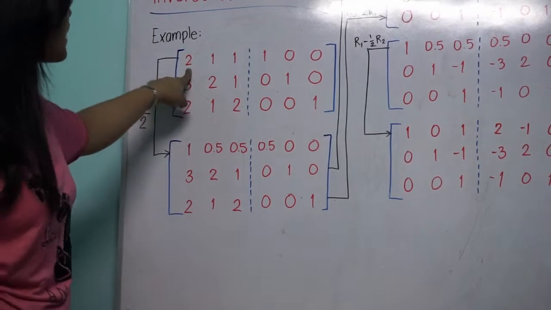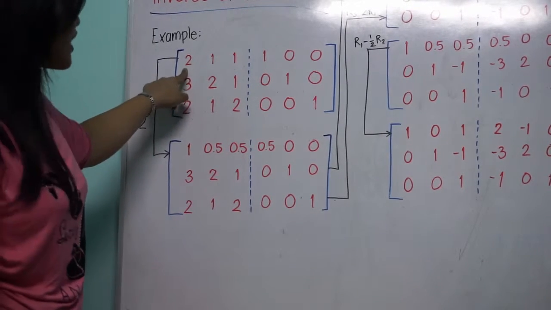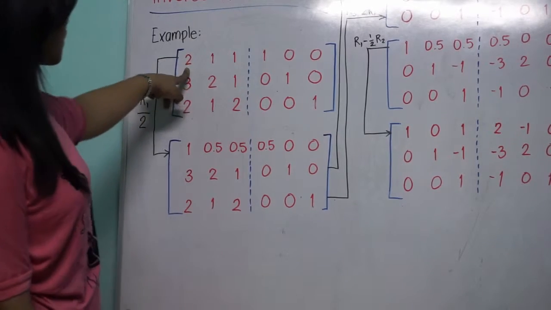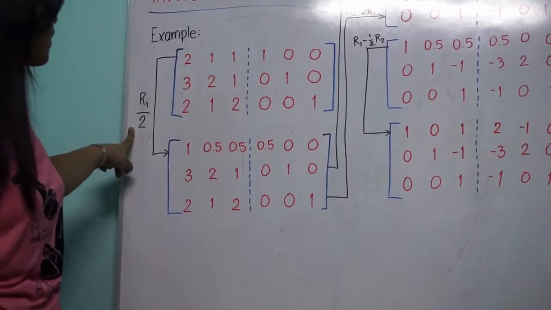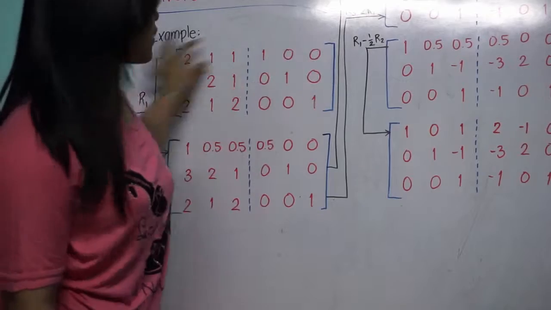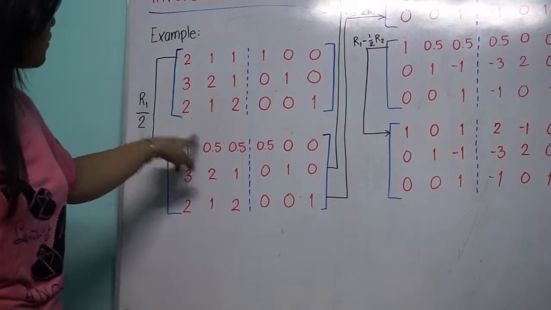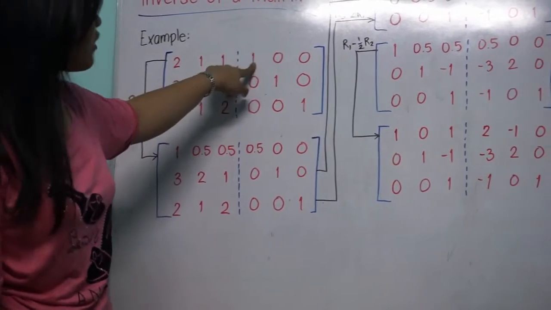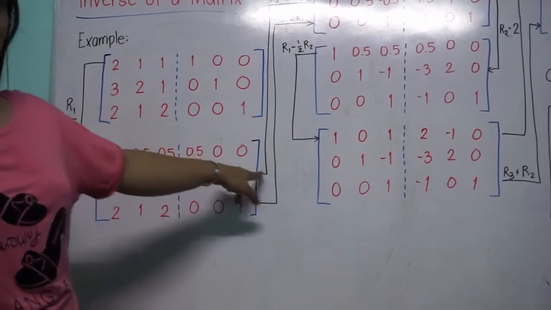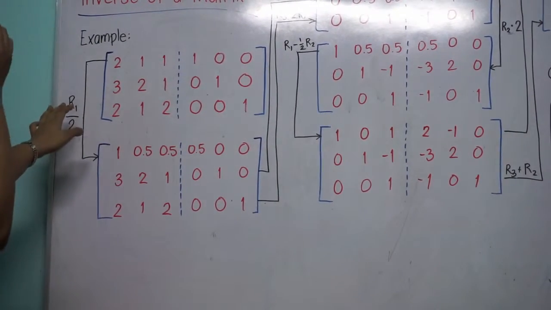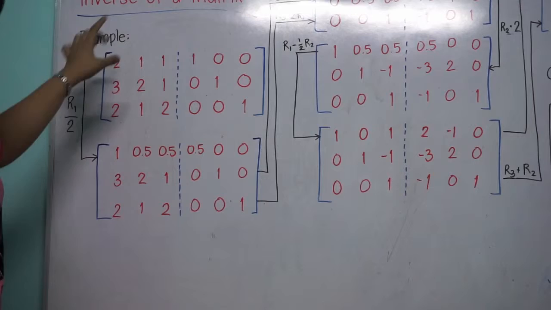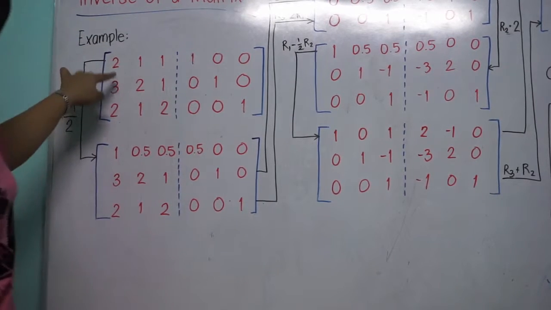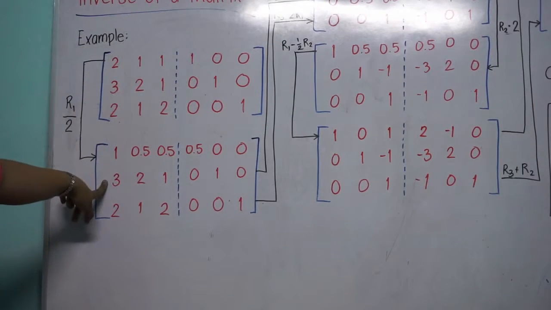On the first row, for us to make this 1, we are going to divide it by 2. So R1 divided by 2. It will reflect on this row, so it's going to be 1, 0.5, 0.5, and also the one in here is going to be 0.5, 0, 0. After that, we're going to make the lower part of the 1 as 0.